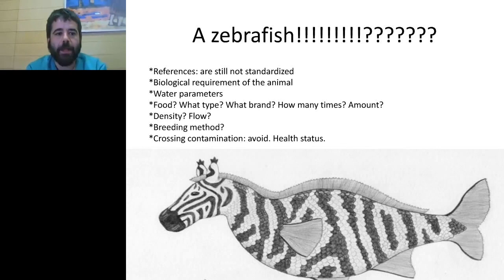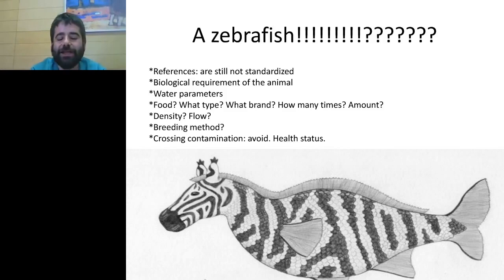So we have a big idea that we must take into account to work with fish. We are going to give an example with the star of fish research, the zebrafish. For example, imagine that you are called to work in a new facility with zebrafish, and you have never worked with zebrafish. So you panic and say, well, zebrafish, what is that? So you have to check and look for what the references are in the world. You have to check different aspects such as the biological requirements, the water parameters, the food, which type, the amount, the frequency, which density we are going to have, the flow, the breeding method, the cross-contamination to keep our facility fine, these kinds of things that we don't know.